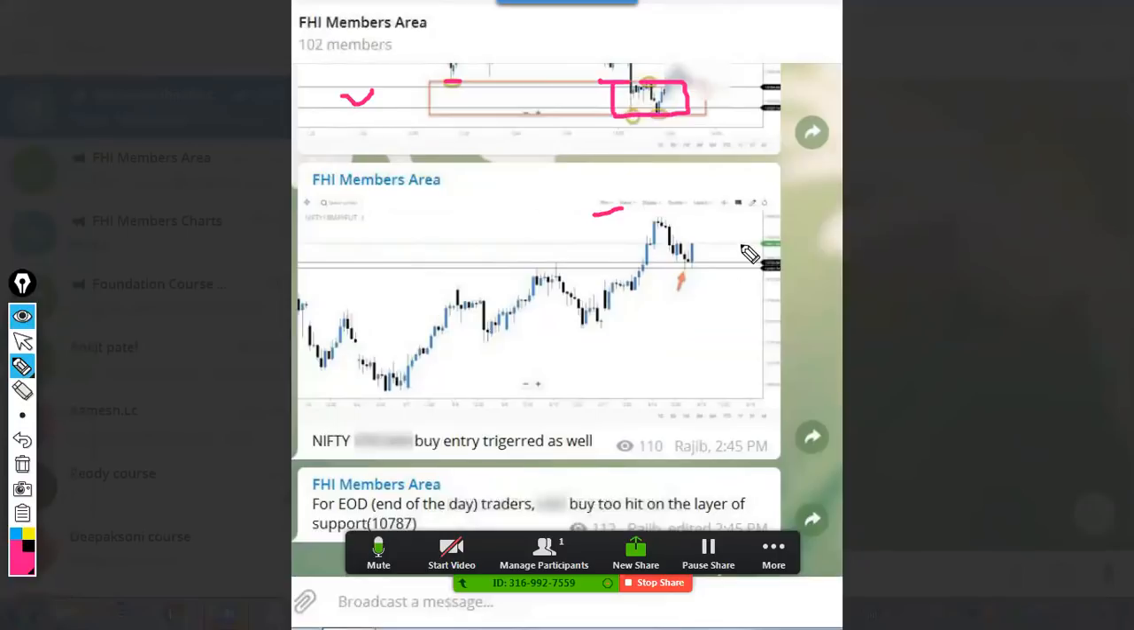60-minute or 30-minute time frames. So we triggered another buy opportunity on the support layer, which has already been discussed.